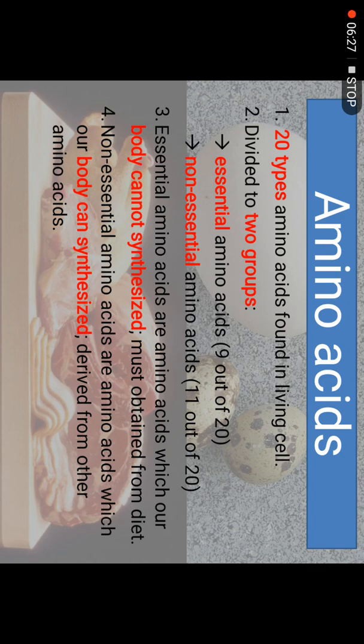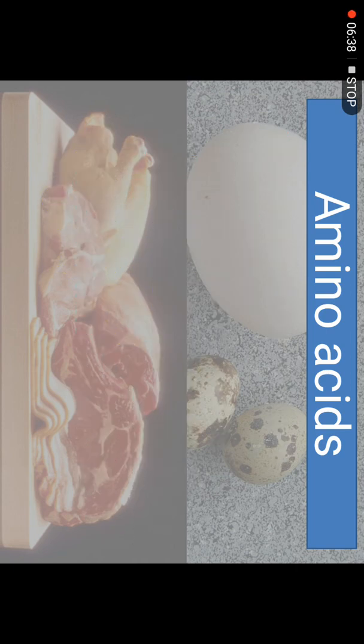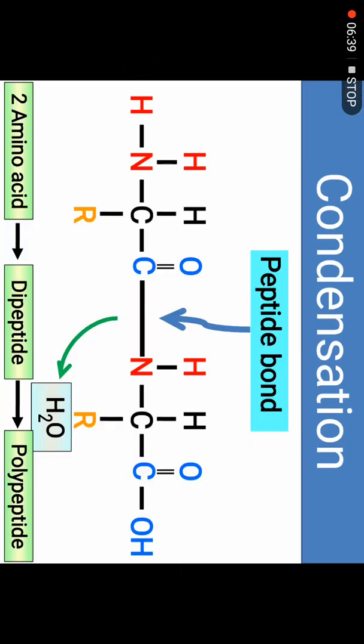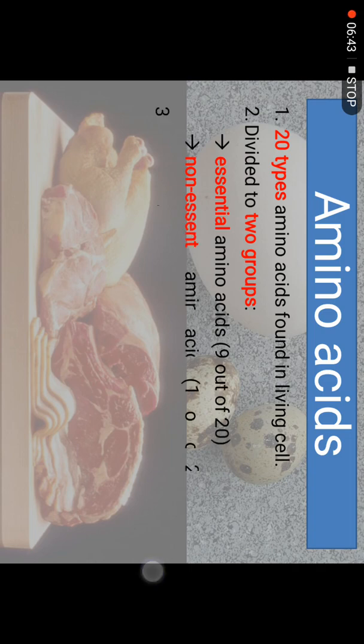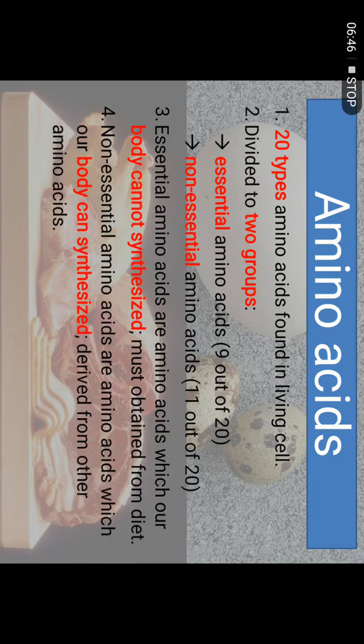So essential amino acid means that the body cannot synthesize. Non-essential means the body can synthesize. What is meant by synthesize? Build. When we can build, it is non-essential. So non-essential we have 11, essential one is 9. Nine types of amino acid.